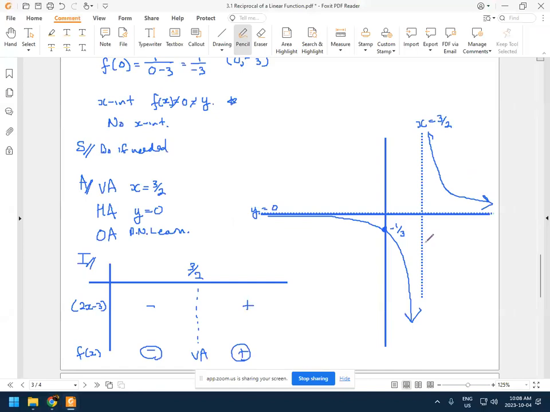Yes? I just wanted to ask, so you know the horizontal asymptote is 0 because there's no x-intercept? Correct. There's nothing that touches the x-axis.